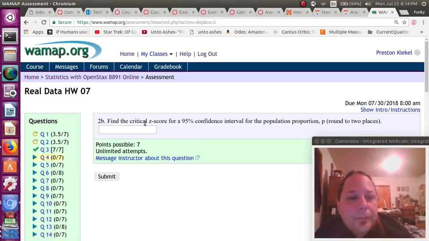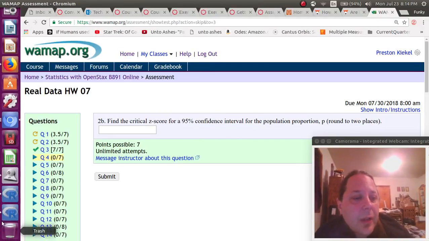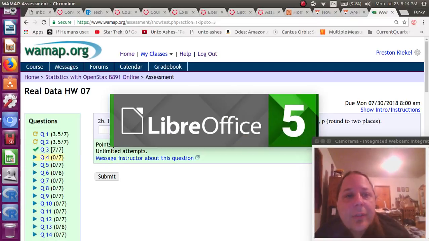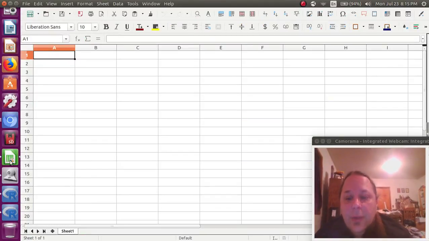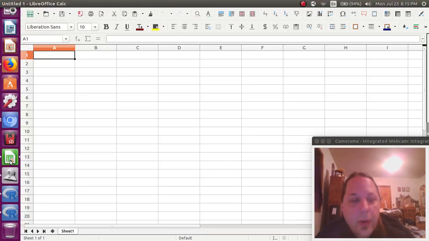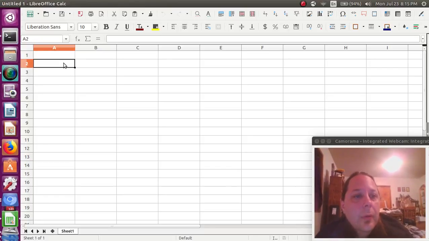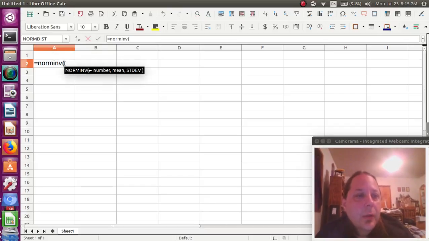Next question. Find the critical Z for the 95% confidence interval. Well, you probably have this memorized. The critical Z for a 95% confidence interval is 1.96. But if you forget that, or if you need a different one, you use the function equals norm_inv. I've opened up Excel for this, or my spreadsheet, which is LibreOffice. Norm_inv 1 minus alpha over 2.